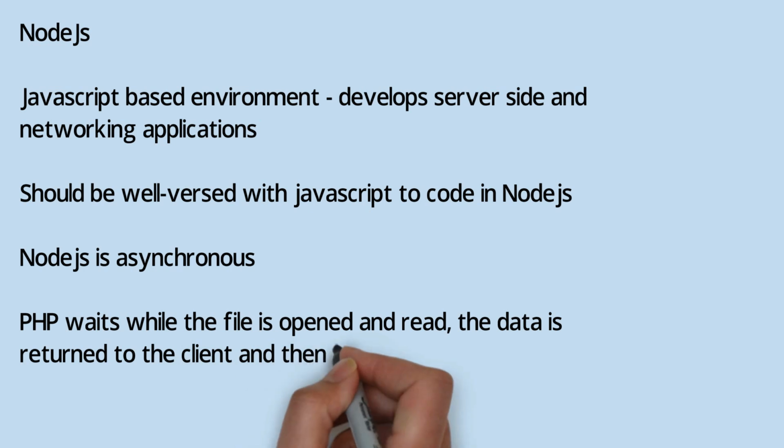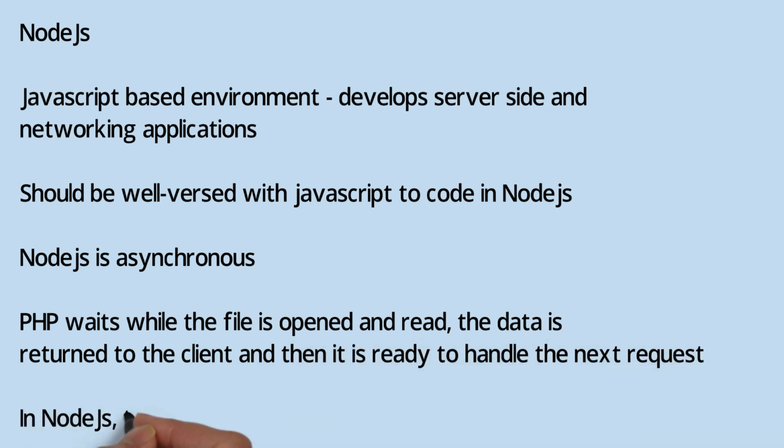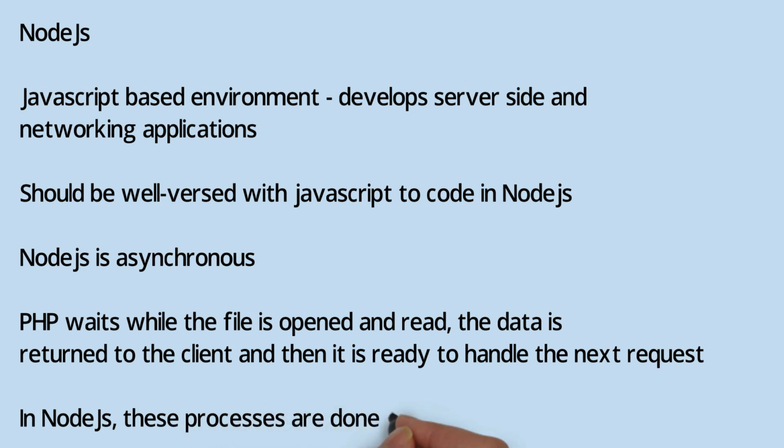In PHP, when a request is sent to read a file, PHP waits while the file is opened and read. The data is returned to the client and then it is ready to handle the next request. While in Node.js, as soon as the request is sent, the next task can be performed while the file is read and the data is returned to the client simultaneously.